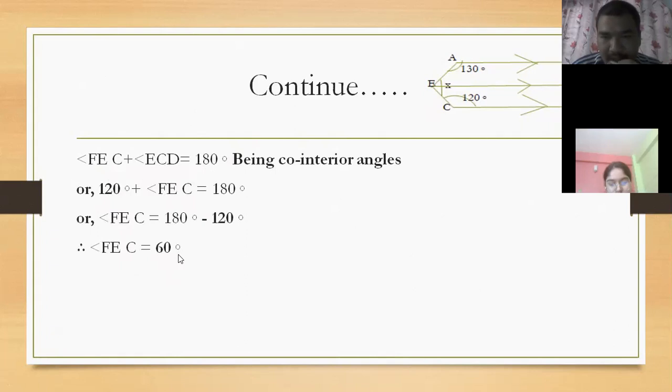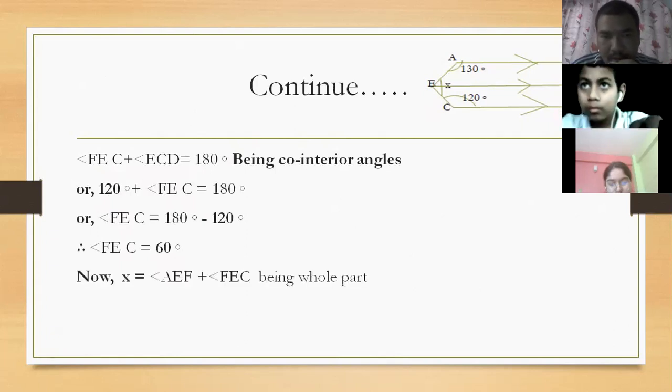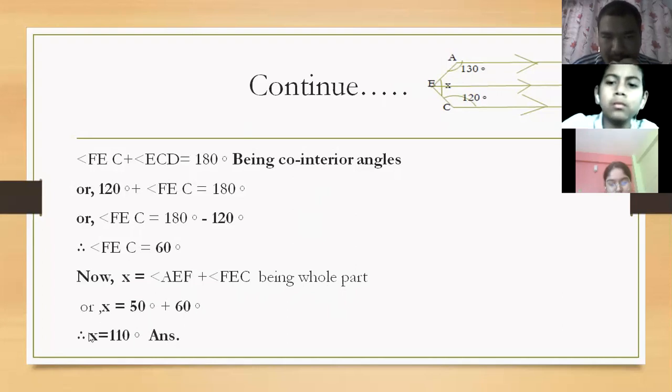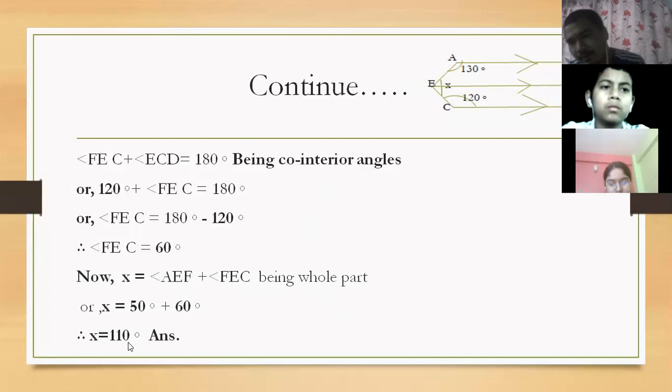Okay, children. Then look here, AEF and FEC came, and if we add these two angles, then we will get the x value. That is called the whole part axiom. The whole part theorem also we can say. So we have tried here: x equals 50 plus 60, that means x equals 110 degrees.